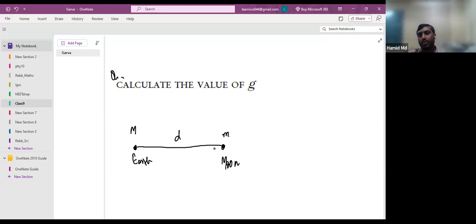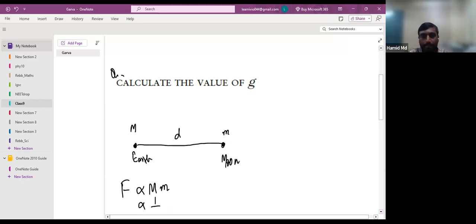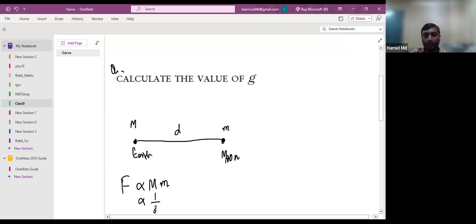So the force between Earth and Moon will be proportional to the product of these two masses, mass of Earth and mass of Moon, and inversely proportional to the distance square or separation square, d square. Clear? Where alpha is the proportionality constant, right?